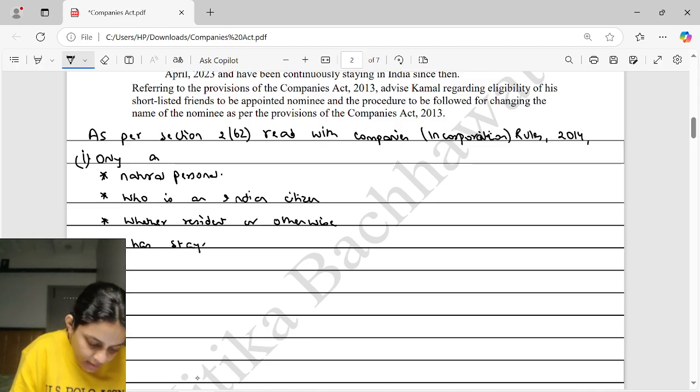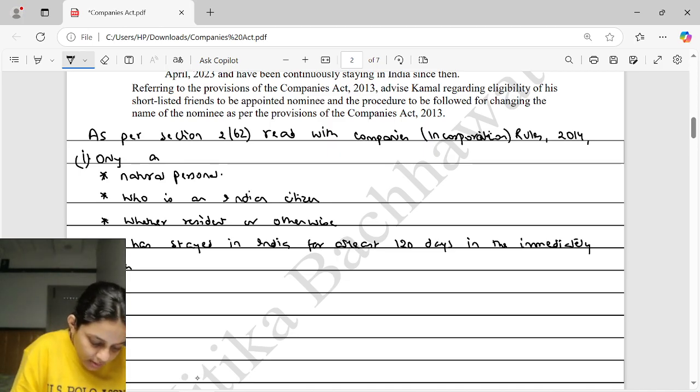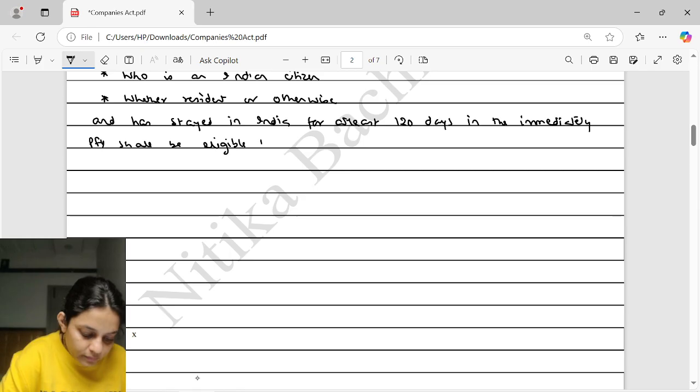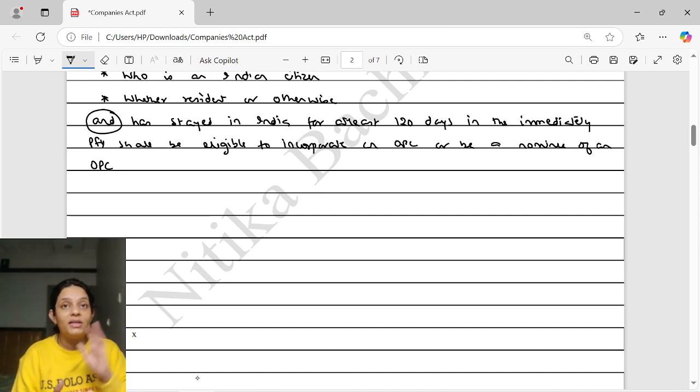and has stayed in India for at least 120 days in the immediately preceding financial year shall be eligible to incorporate an OPC or be a nominee of an OPC. So it's very clear. It's "and has stayed." So residency is mandatory.